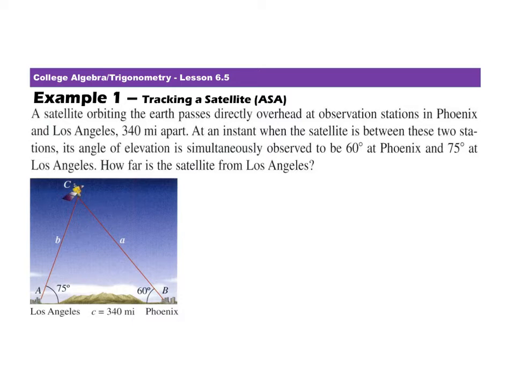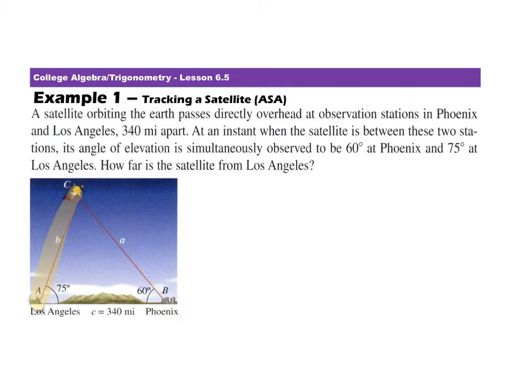So if you have a question like this, it says a satellite is orbiting Earth, passes directly overhead an observation station in Phoenix, Los Angeles, 340 miles apart, and instantly when the satellite is between these two stations, the angle of elevation is simultaneously observed as 60 degrees and 70 degrees. How far is the satellite from Los Angeles? So they gave us a whole bunch of information. What they're asking for right here is Los Angeles, and here is the satellite. So what is the distance from here to here? Does everybody see that?